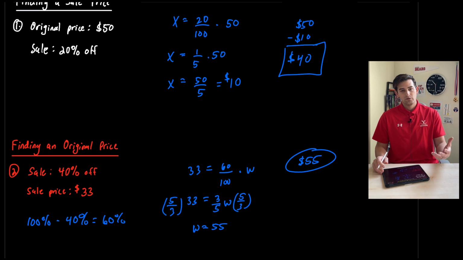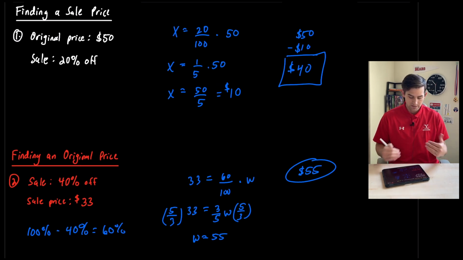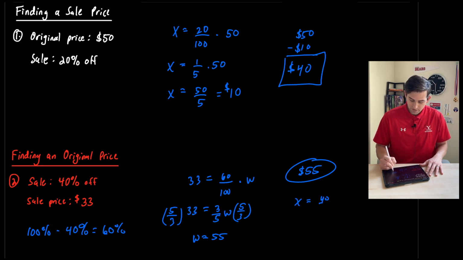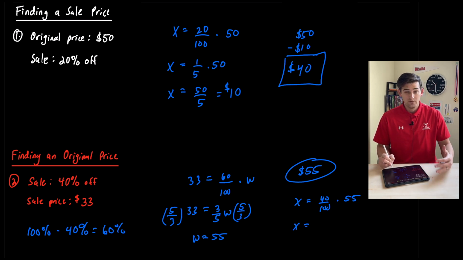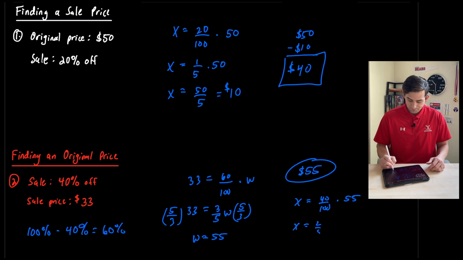$55. Now, what if we wanted to check that? Well, we could check it the same way we looked at number one, finding a sale price. Now we know that the original price was $55, and let's figure out the 40% off, right? So we could take what number would be 40% of 55. So now we have X is equal to, once again, 40 over 100, which would be 4 over 10, which would be 2 over 5 times 55. So once again, we could do 55 divided by 5, which is 11, and then 11 times 2 would be 22. Okay, so now this is $22.